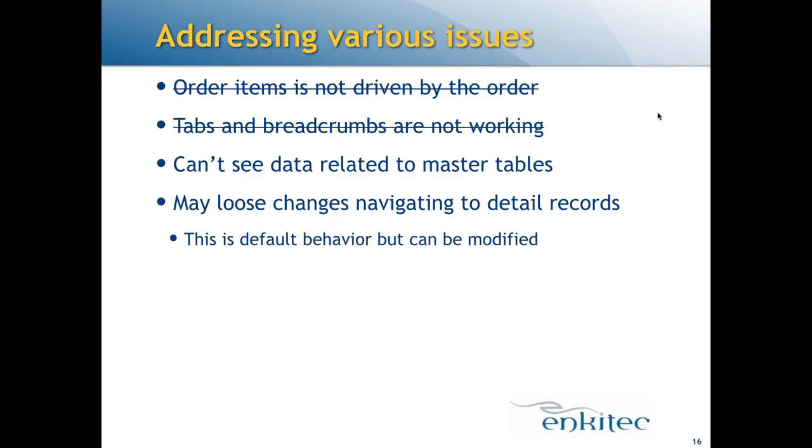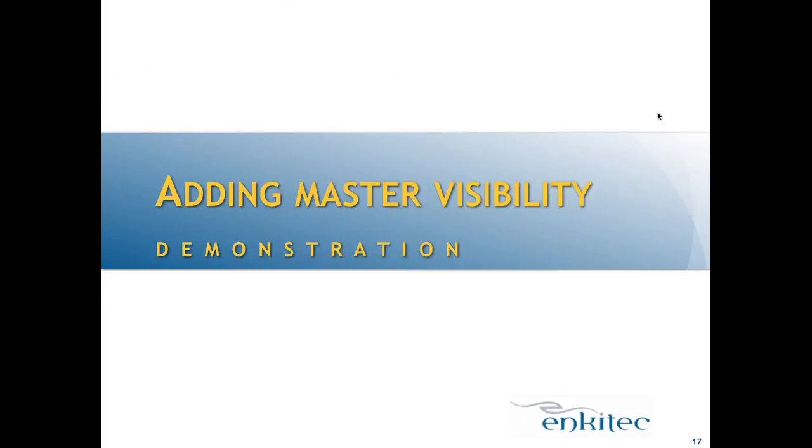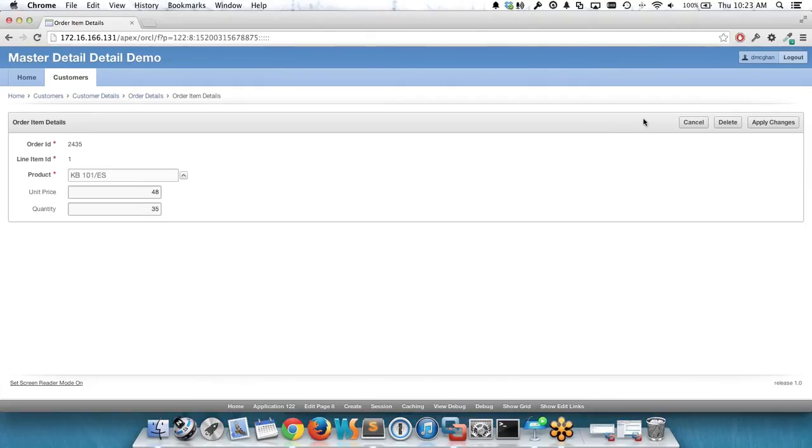So next up, we have this issue where we're down into these lower detail levels and we're unable to see data related to master tables a bit higher up. So really easy issue to address in Apex, and can actually look pretty slick too. We can do this in a rather unobtrusive way. I'll show you how to do this.